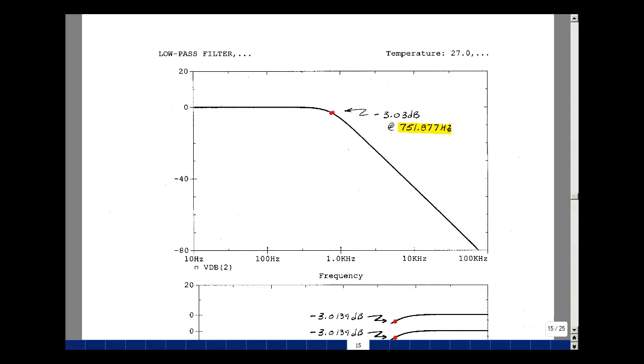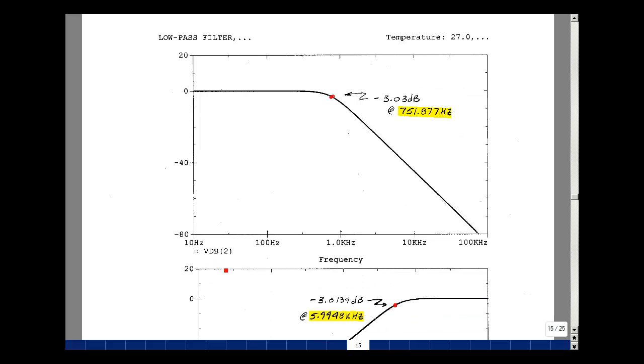Plotting node voltage 2, given that our input's 1 volt, our transfer function is just node voltage 2. You can see I have a low pass, and my 3 dB point was at 751.877 hertz, which is roughly what I designed for.